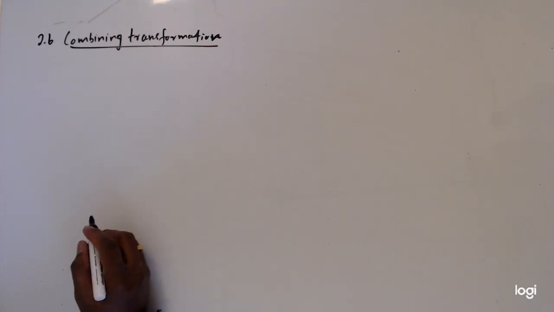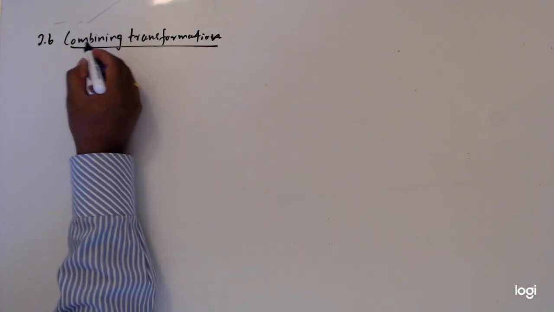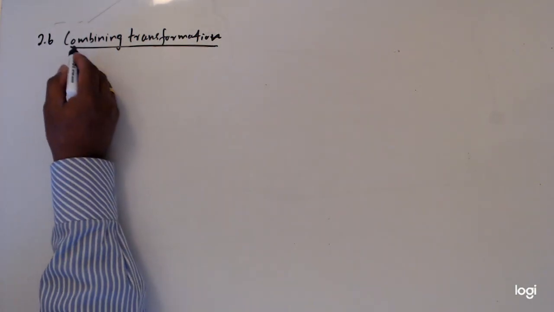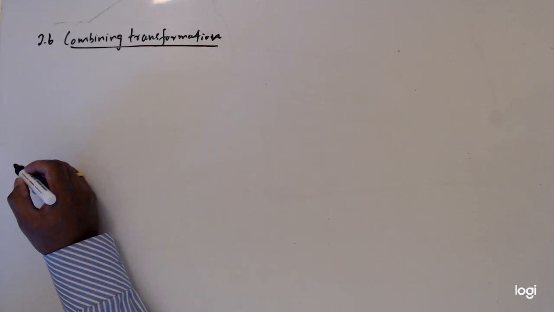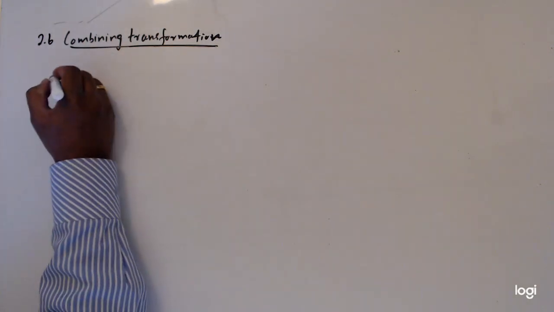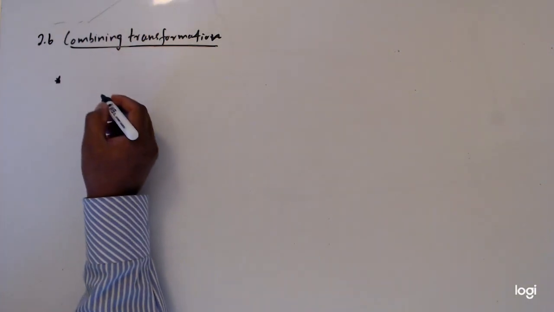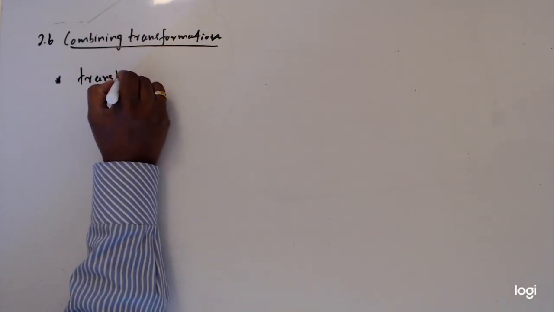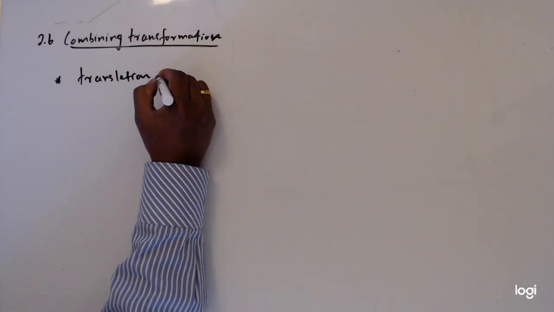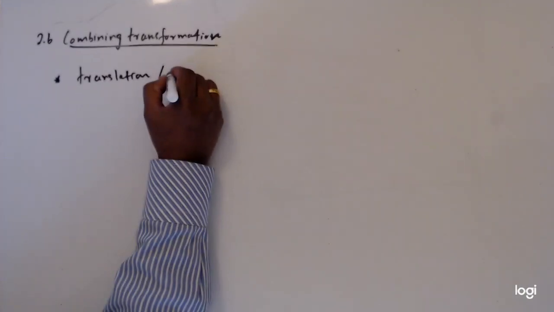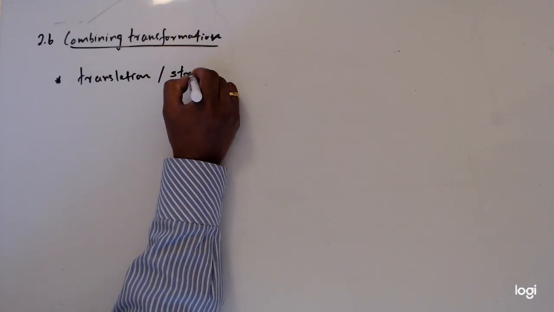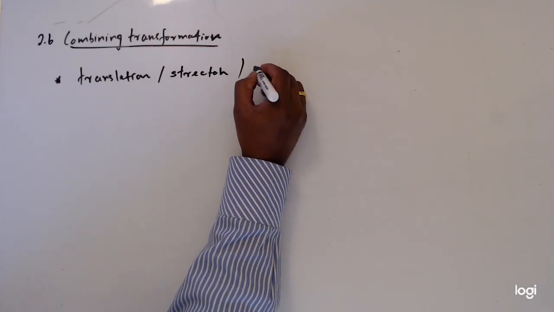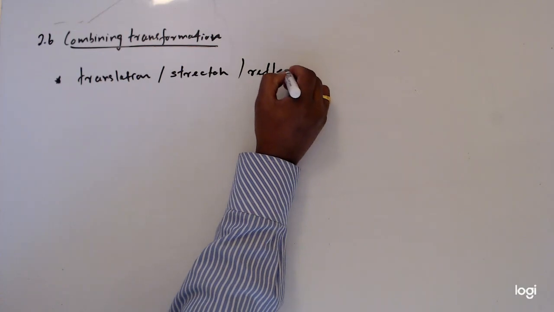Section 2.6, combining transformations. So we need to know what the transformations are and how to combine a few transformations together. So three main words we discuss on this: one is translation, and the other one is stretch, and the other keyword is reflects.